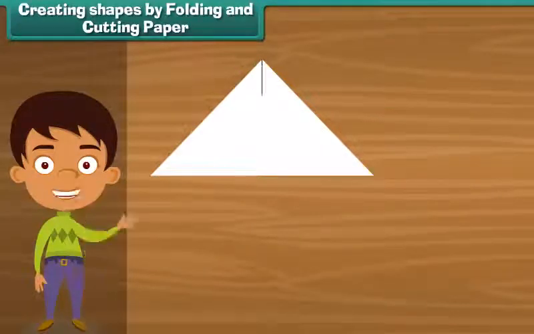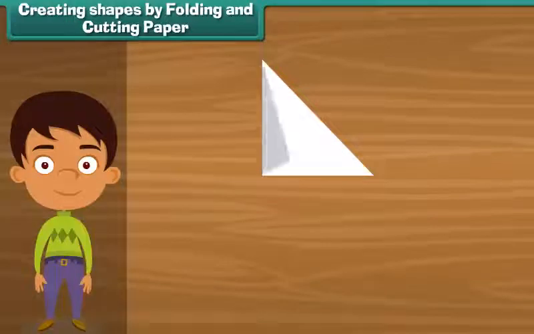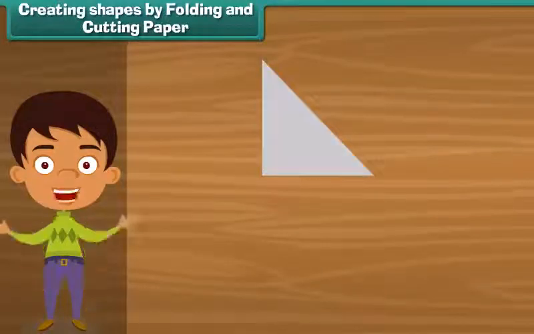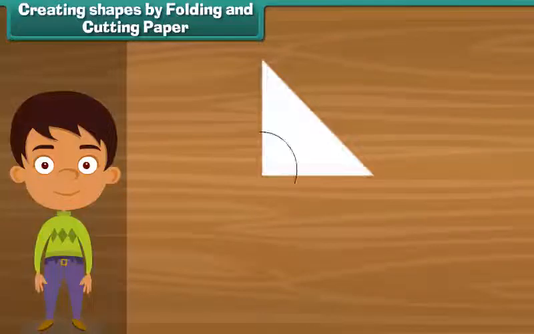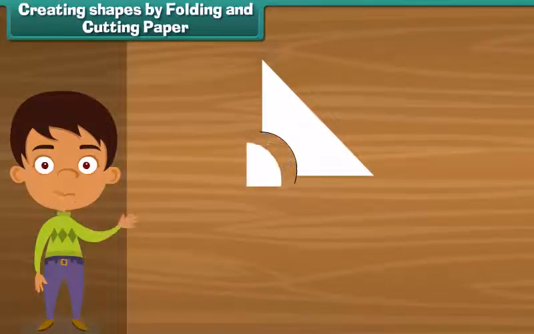Again, draw a line on it like this. Again, fold it on the line. Now you will get a smaller triangle than the previous one. Draw a curved line on it and cut it on the curved line.